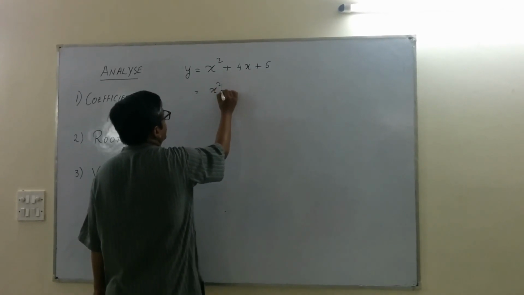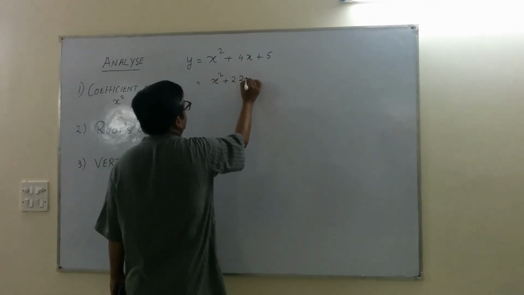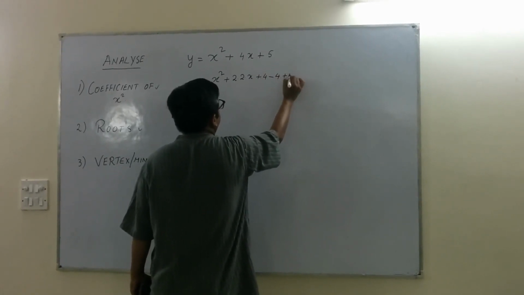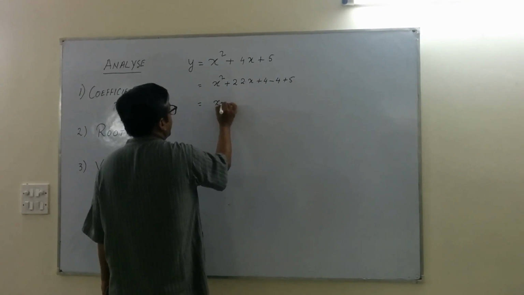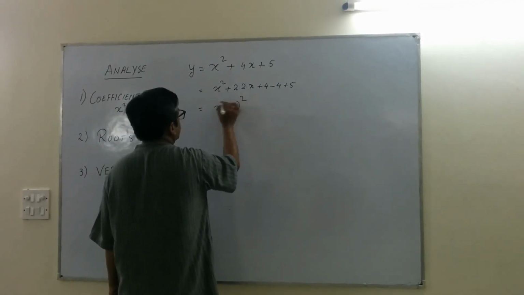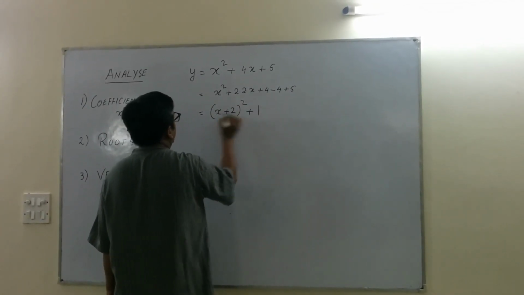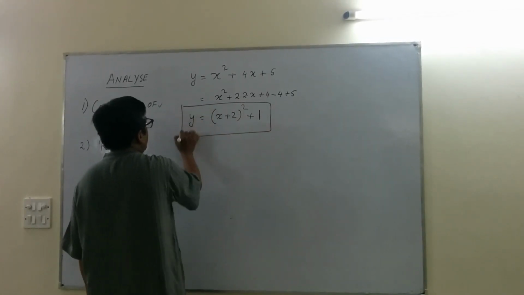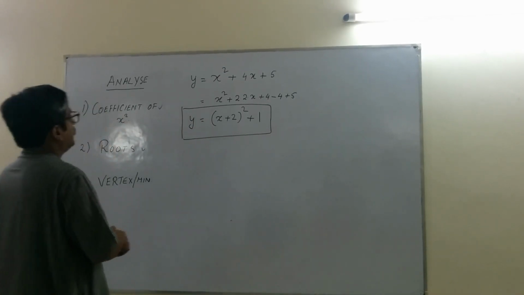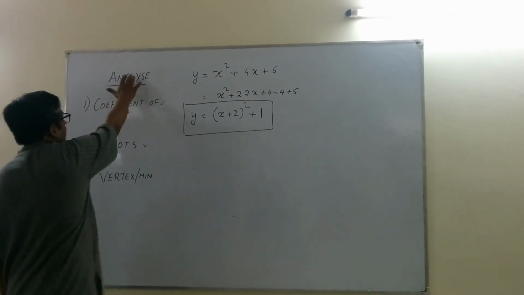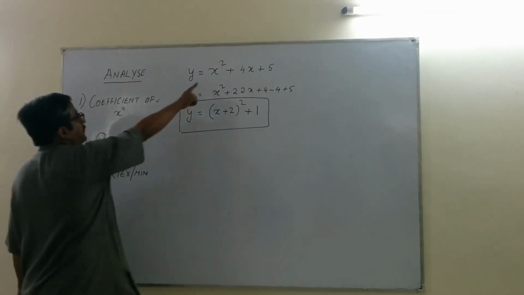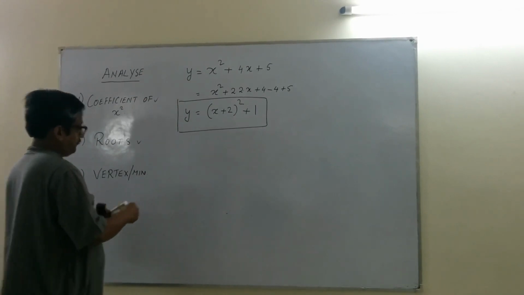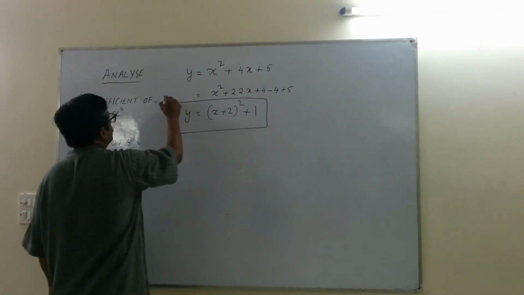This is x square plus 2 into 2 into x plus 4 minus 4 plus 5, which is x plus 2 whole square plus 1. Now we are going to do the analysis. Again, the coefficient is positive, so it's going to be an upward looking parabola. The general shape of the parabola is going to look like this.